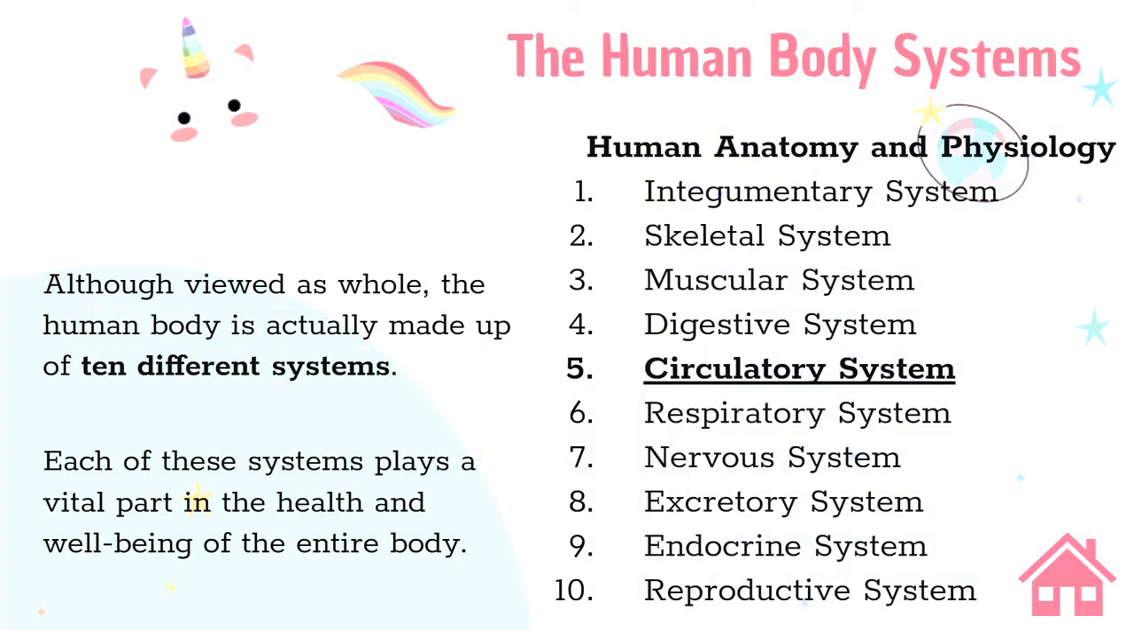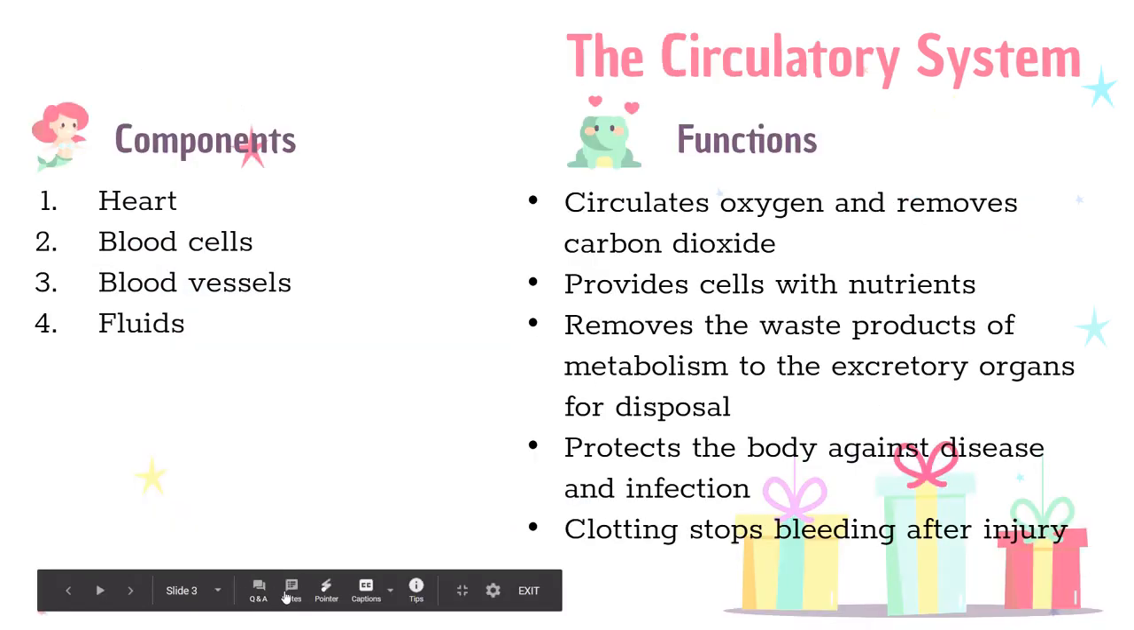Although viewed as a whole, the human body is actually made up of 10 different systems. Each of these systems plays a vital part in the health and well-being of the entire body. Again, in this video, we will be focusing on the circulatory system. So here are the components of the circulatory system.